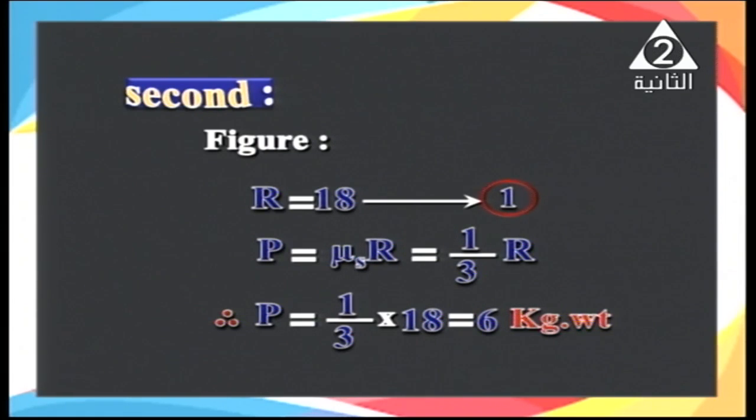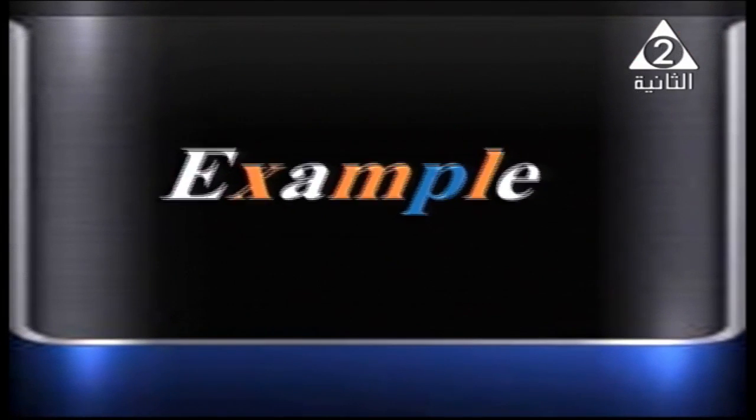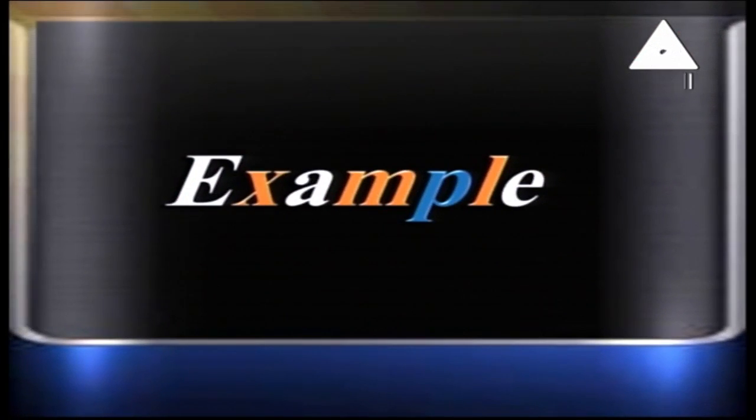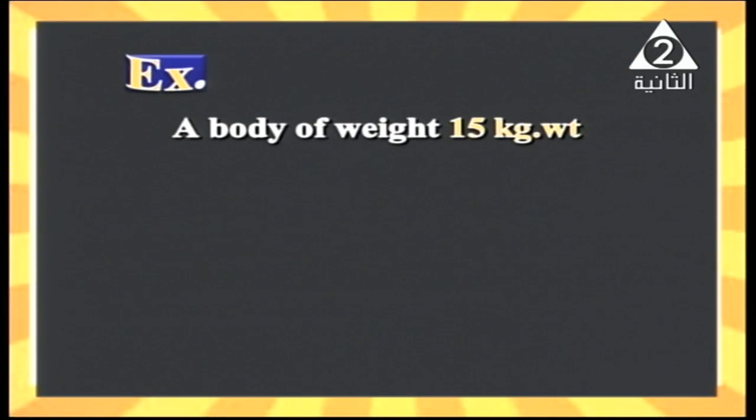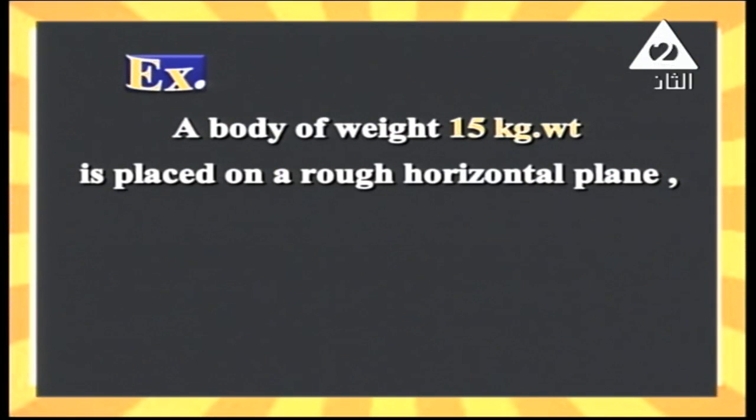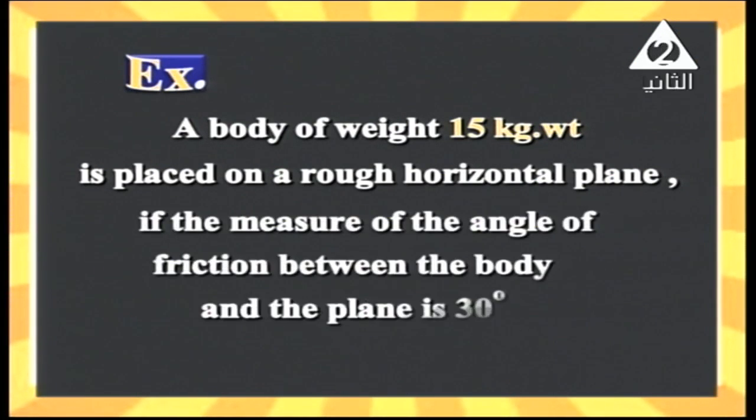Now we move to another example. Look at the important example. A body of weight 15 kilogram is placed on a rough horizontal plane. If the measure of the angle of friction between the body and the plane is 30 degrees.